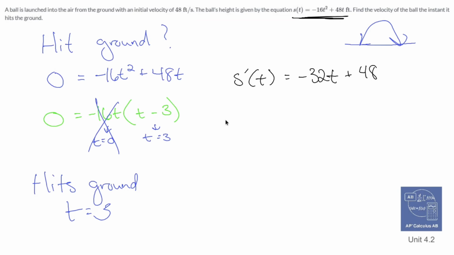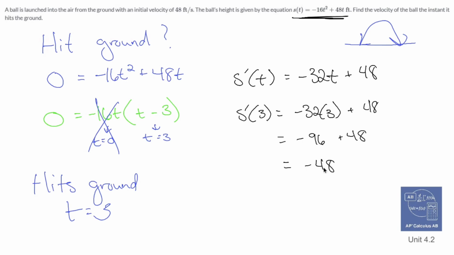Now I'm going to take that 3, because that's when it hits the ground, and plug it in. So negative 32 times 3 plus 48. Negative 32 times 3 is negative 96, plus 48 is going to be negative 48 feet per second. Why negative? Because it's going down, and the speed the moment it hits the ground is 48.